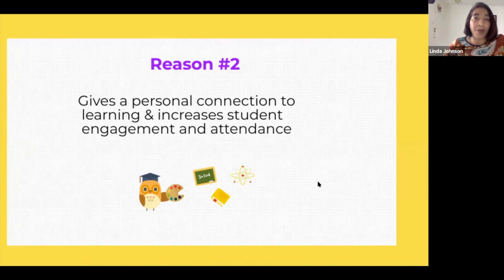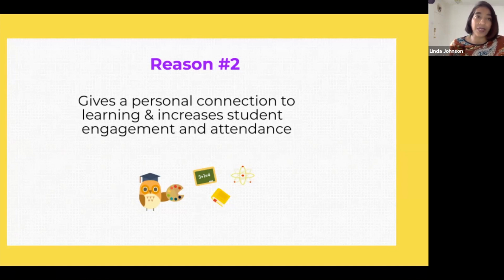It's going to give them a personal connection to learning. And when you have a personal connection to learning, it's going to increase your student engagement. It also increases your attendance in school, in your classroom. And given that now everything is virtual or hybrid, student engagement is something that we really need to take a good look at and figure out how we can do it.